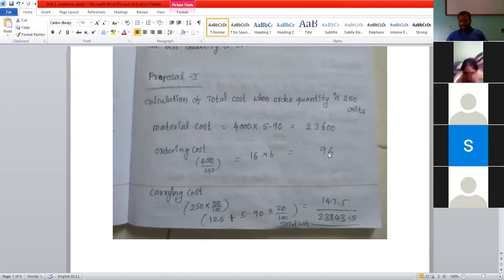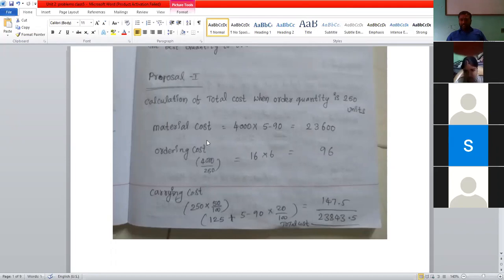By adding all these, the total cost when the proposal is to purchase 250 units becomes 23,843.50 paise.